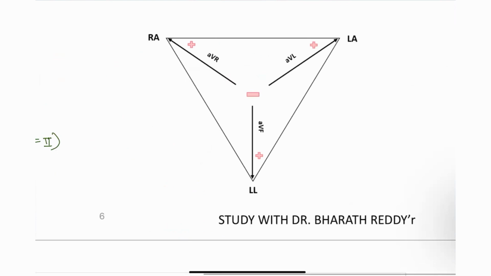Next, this triangle of augmented leads was given by Goldberger. Goldberger, the scientist, said that this is his invention. We can get the leads and see the action of the heart. Electrical conduction can be seen for this patient.